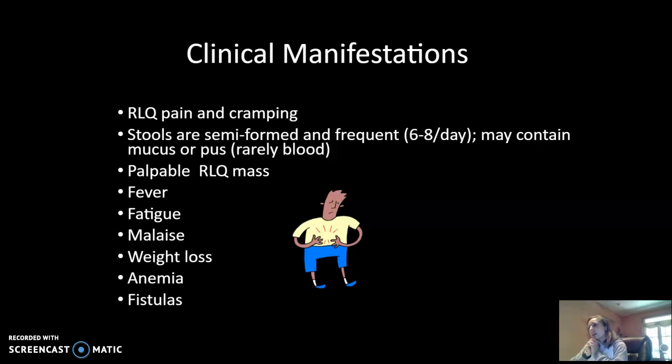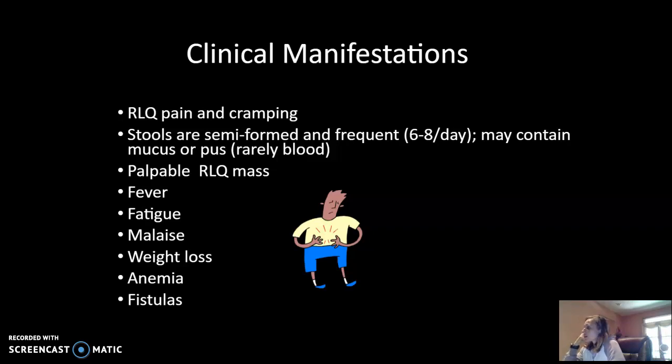So they are also going to have right lower quad pain, but remember, this is chronic. This is a lifelong condition. This is not something that's ever going to go away, so not like appendicitis, which is acute and will go away. So this person may have semi-formed stools or diarrhea 6 to 8 times a day. They're going to be pussy, probably not have blood in them though. You may feel what feels like a mass in the right lower quad just from all of that inflammation of the bowel. They may have fever, especially if they're having an acute exacerbation of this.